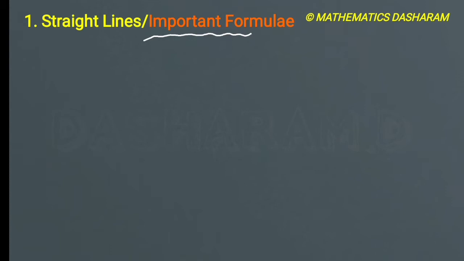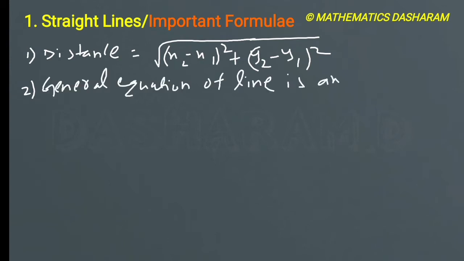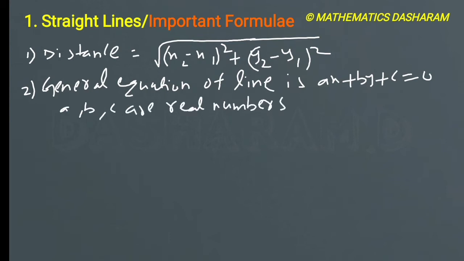revise the formulas. The first formula is distance between 2 points is under root x2 minus x1 whole square plus y2 minus y1 whole square. The second one is the general equation of a straight line, ax plus by plus c equals 0, where a, b, c are real numbers and a, b, c should not all be equal to 0 at a time.